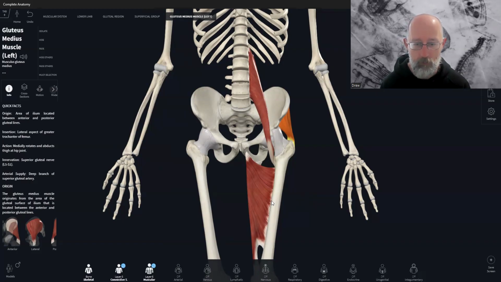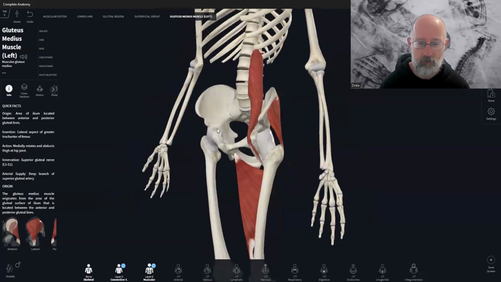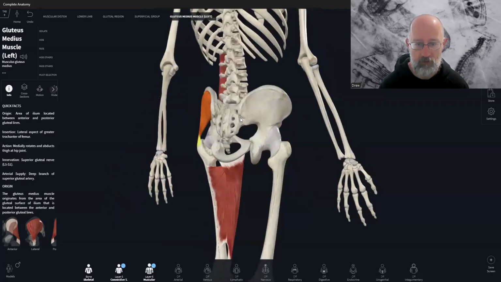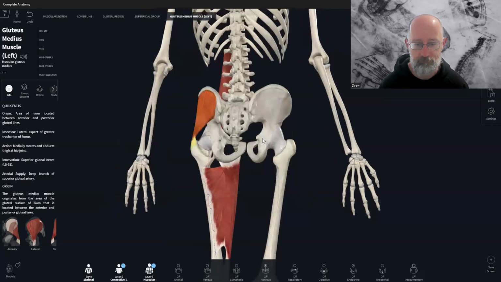And we will keep working on our ligaments. And in the next one, we're going to be looking at the sacroiliac joint, which is this big joint here, the ligaments of the sacroiliac joint.